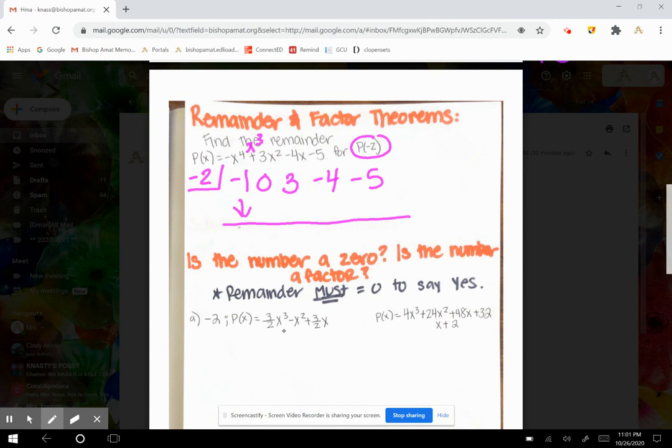We drop this down, -1. So 2, we're doing it differently. 2, remember you're multiplying: 2, 2, -4, add down: -1, 2, -2, 4, and -1. This is my remainder. So if we're trying to find the remainder, the way you answer is p of -2 is equal to -1.